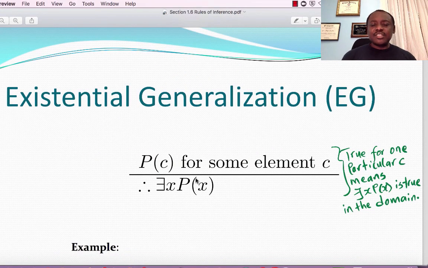Next, existential generalization, EG. If P of C is true for some element C, then I can conclude that there exists X in the domain such that P of X is true. So if it is true for one particular C, then there exists X, P of X is true in the domain. There is an element such that P of X is true.